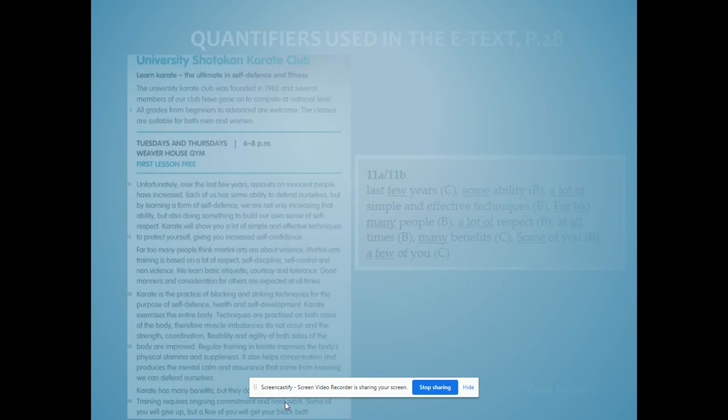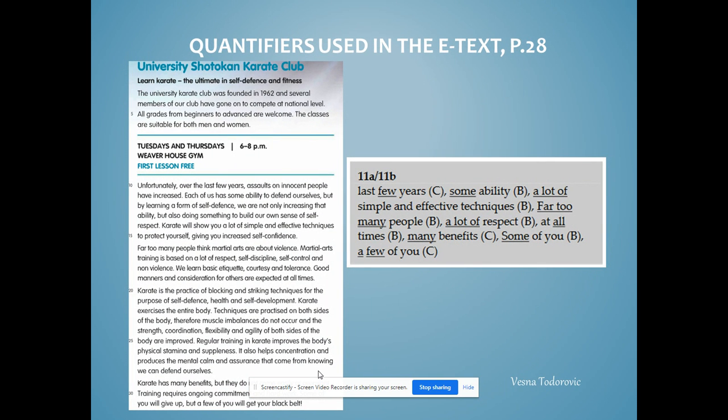The next slide actually refers to one of the assignments that I gave you, and that is related to the use of quantifiers in the English language. So here on the left you have the text where you needed to find all the quantifiers, and on the right you have the key.